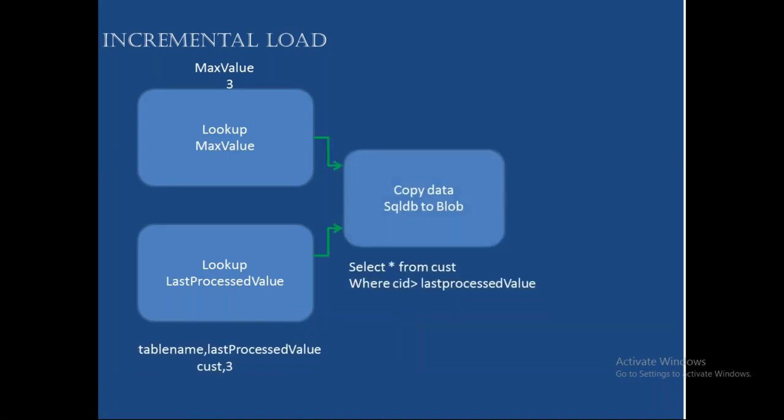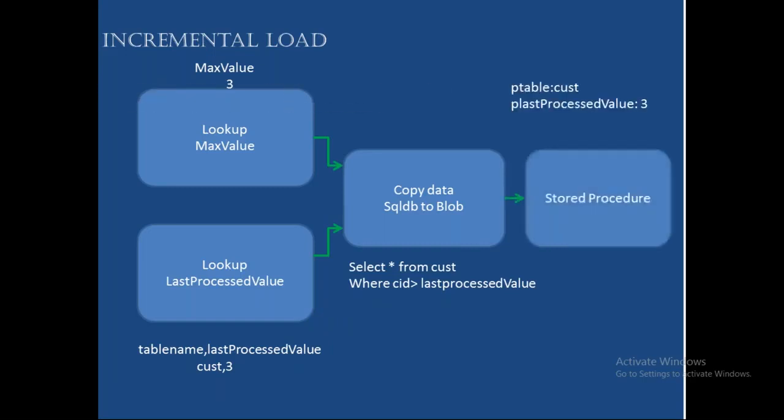Copy activity will receive these two values, and it will fire a query: select star from cast where CID greater than last processed value. Then I will update these things in a last processed value table, that is watermark table, by using stored procedure.